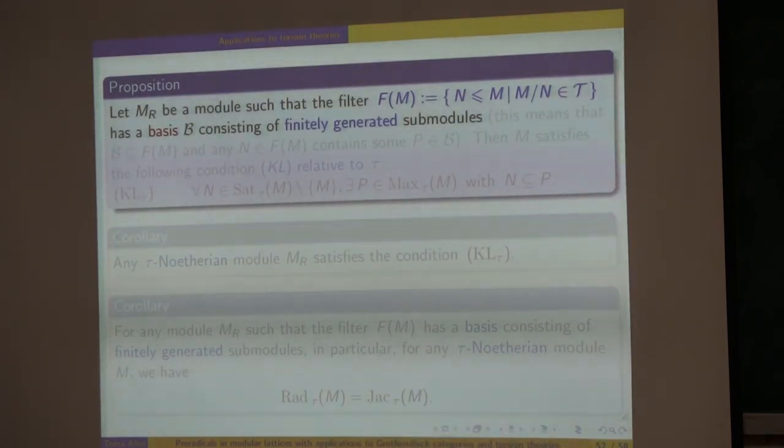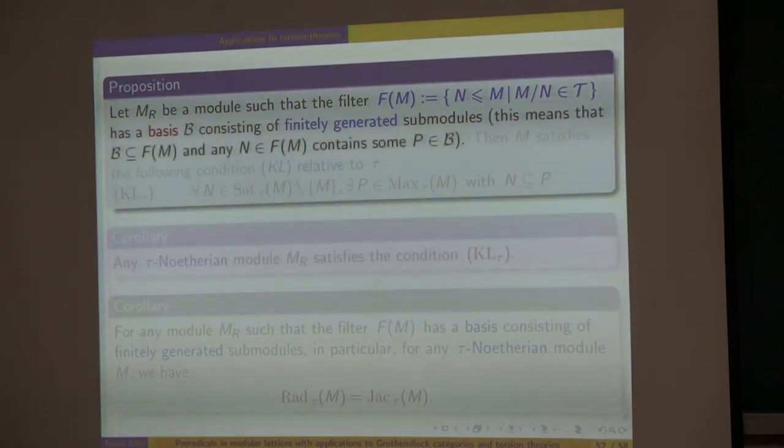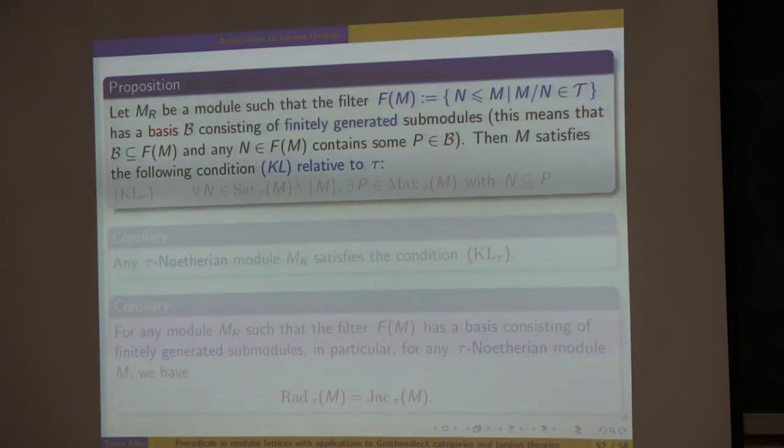If we have a module, we denote by F of M all the submodules, so that M over N tau. And we assume that this set has a basis. Consider finite degenerate submodules. It means that for any N in F of M and for any N in F of N is contained something. The following condition then satisfies the following condition K L relative to tau. For any N here, we can get the maximal submodule, which is perfect.